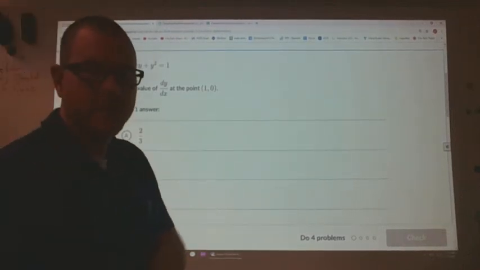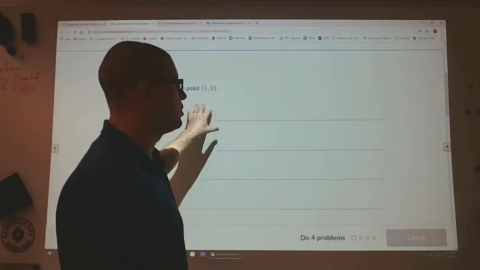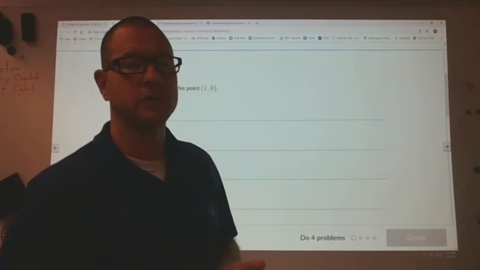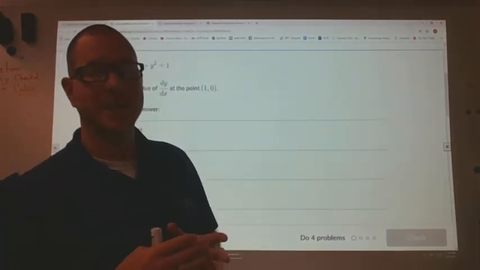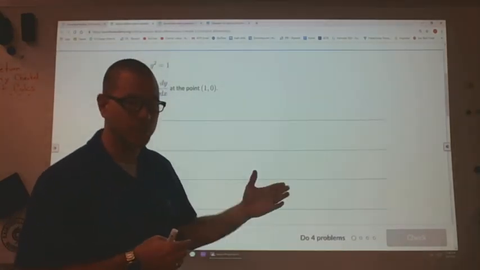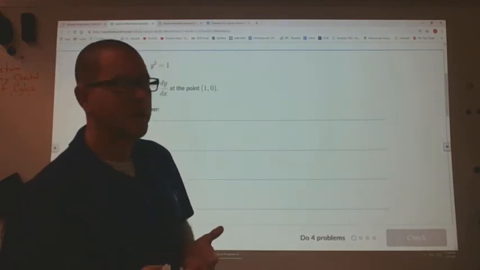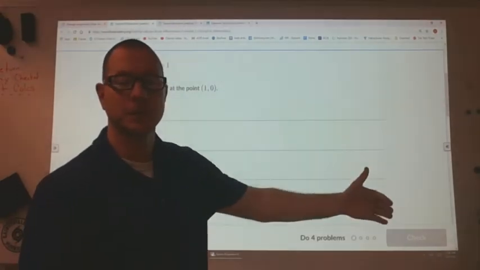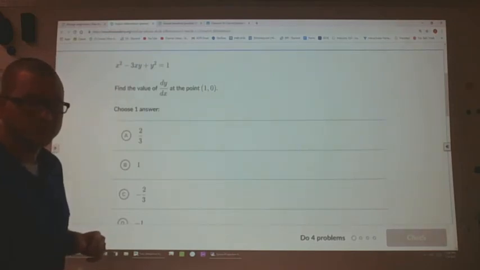Okay, let's talk about implicit differentiation. Implicit differentiation isn't really different than what you've done before. It's just that when we can't isolate y on one side of the equation, so we can't get y equals mx plus b or y equals x squared plus 3x minus 5, then we have to differentiate in line, which just means term by term by term, and that's implicit differentiation.